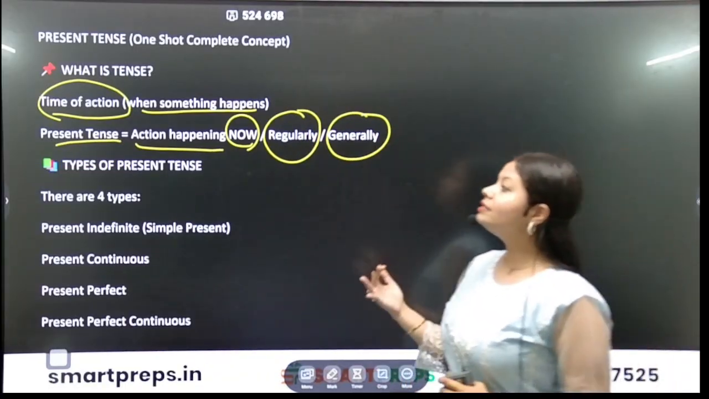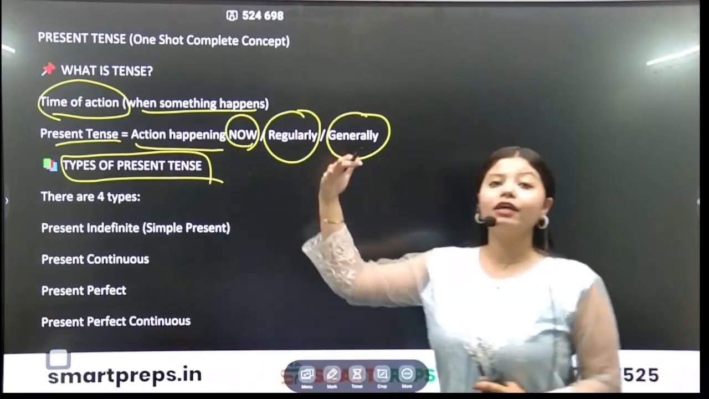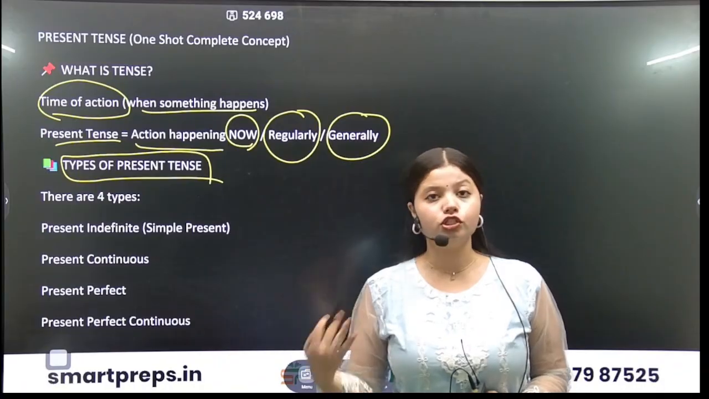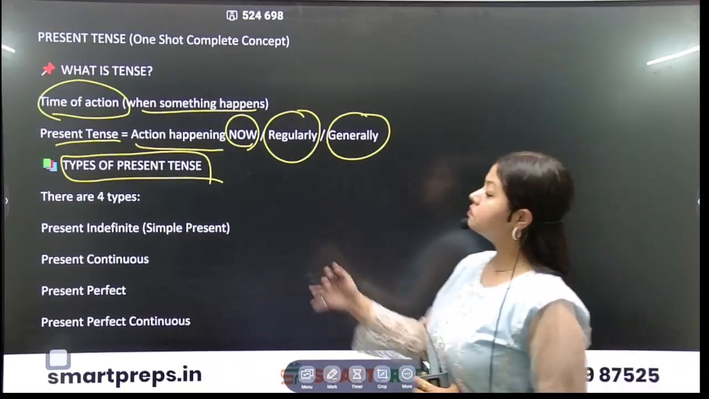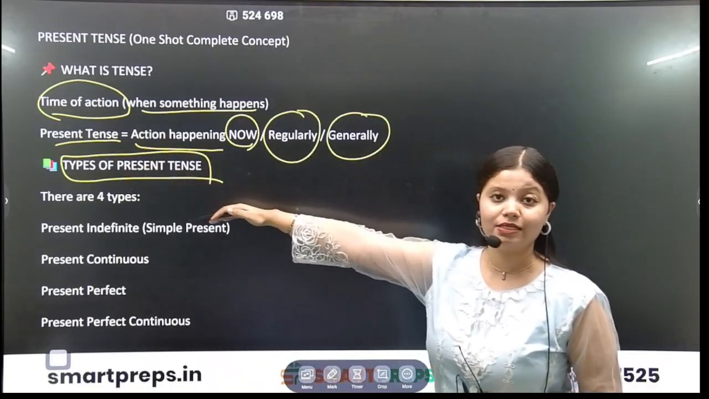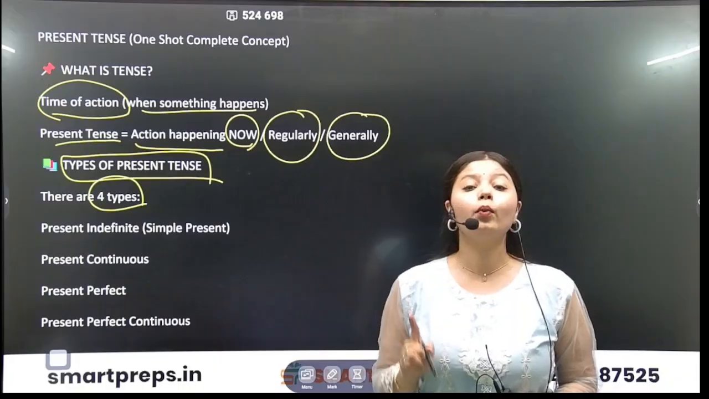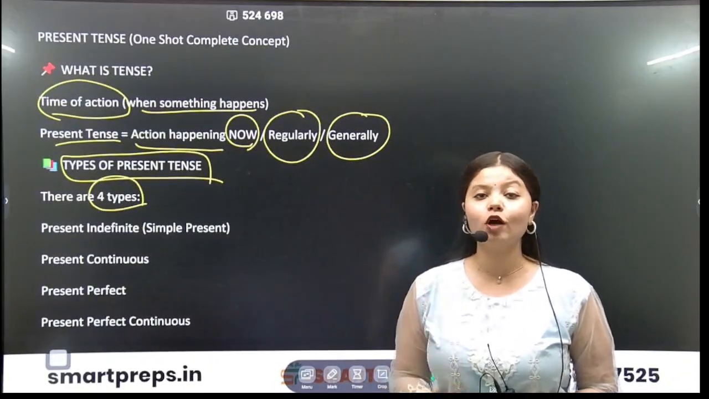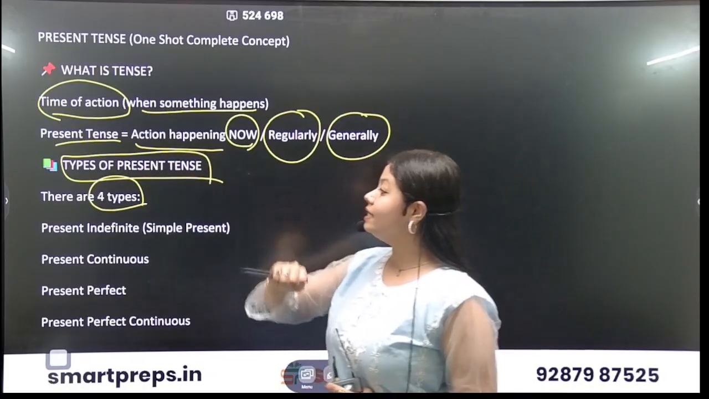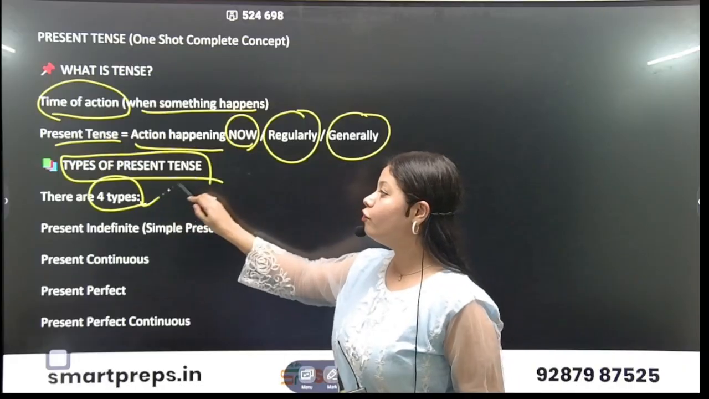It means that there are various types of present tense. It means the action which is ongoing right now, regularly, generally. So now, let's understand various types of present tense. There are 4 types of present tense. In the last video, we did understand about the subtypes of the tenses. So now, in our present tense video, let's understand the various subtypes, that are 4 types.